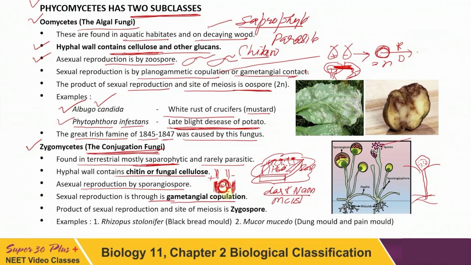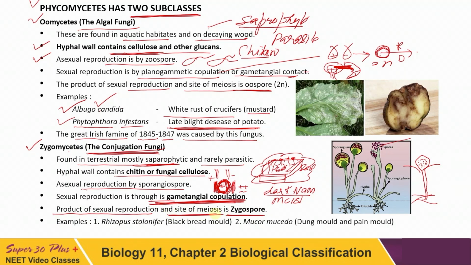In this structure, there will be so many plus and minus nuclei. In due course of time, they will fuse and make the zygote. That is known as gametangial copulation. Will you remember it? Detail is not there in NCERT, but you have to remember gametangial copulation. This structure formed here is a thick-walled structure. This zygote structure has so many nuclei. That structure is known as the zygospore, which is why the class is named Zygomycetes. The product of sexual reproduction is the zygospore, and this is the site of meiosis.